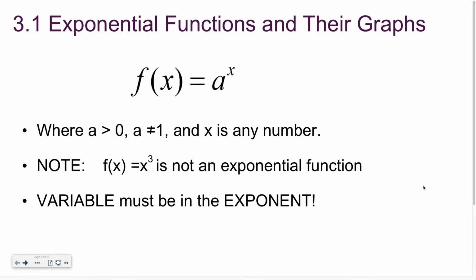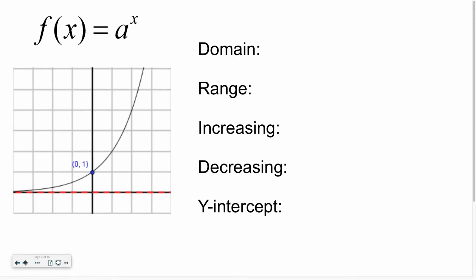Okay, so we're going to talk about the general shape of an exponential function. Depending on what the base is, it will increase faster or slower, okay? But they're all going to have the same general shape. Anytime we have f of x equals a to the x, this is what it's going to look like. We will have a y-intercept at (0, 1) because anything raised to the 0 power is 1.